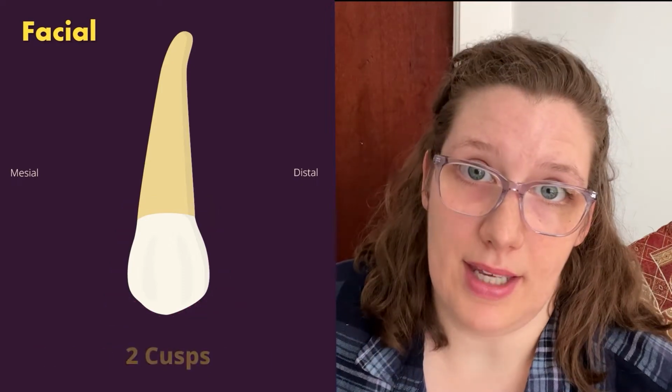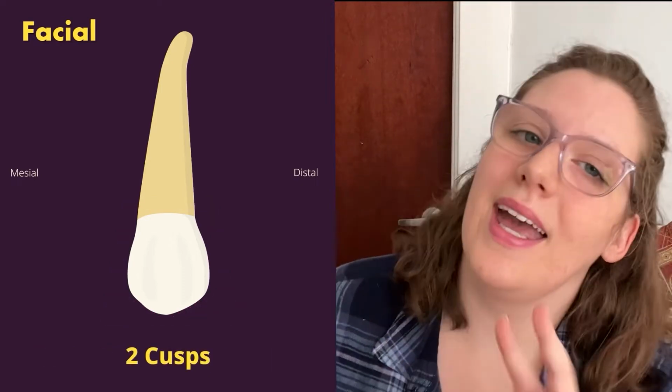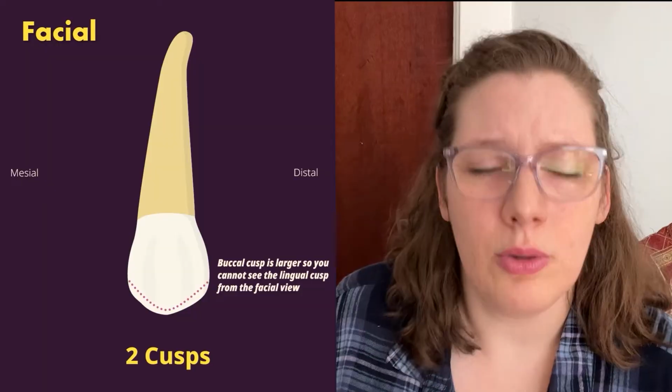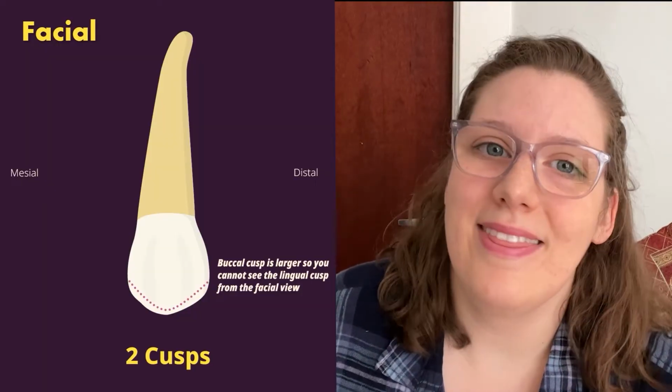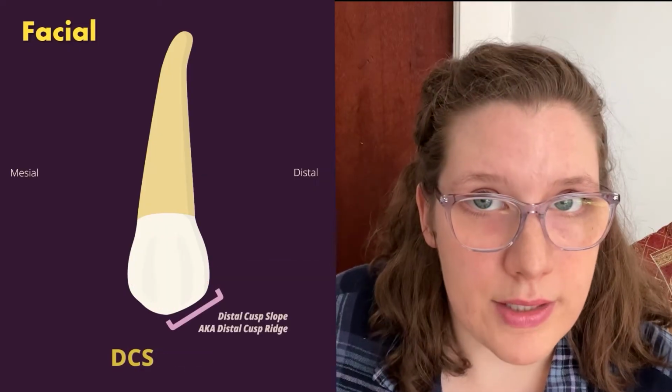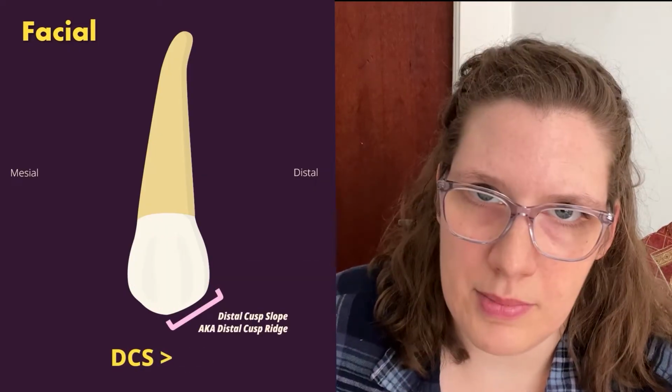The maxillary second premolar, like the first, has 2 cusps. But from the facial, we can only see one of them because this buccal cusp is larger and taller than the lingual cusp. The distal cusp slope is larger than the mesial cusp slope.